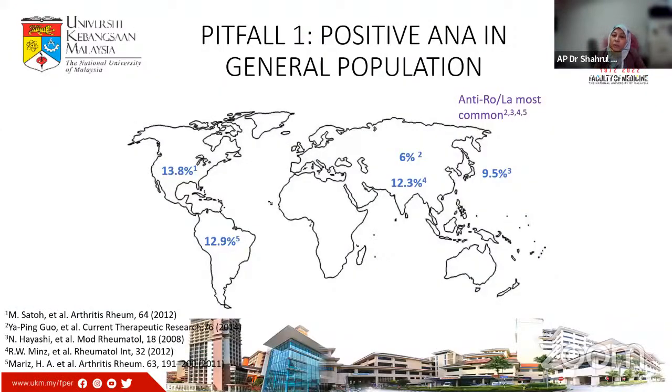Now I'm going to talk about the pitfalls in ANA. It is a very useful screening tool, but you must remember it is not a perfect antibody, because if you look at this data, it can be present even in the general healthy population in up to 13%. The commonest specific antigens are anti-Ro and anti-La. You will probably see a lot of patients who had extensive medical checkups in private, and they come up with positive ANA, anti-Ro and anti-La, but they are asymptomatic. So the interpretation needs to be correlated with clinical findings.